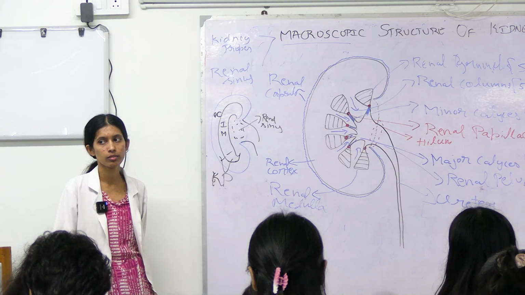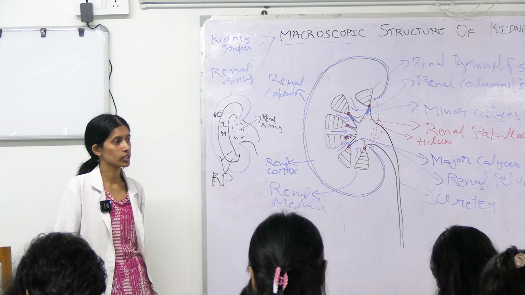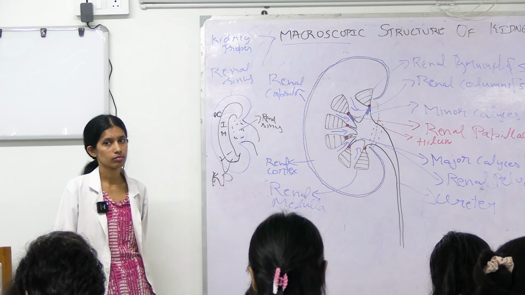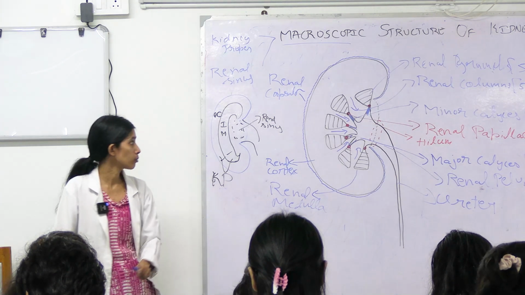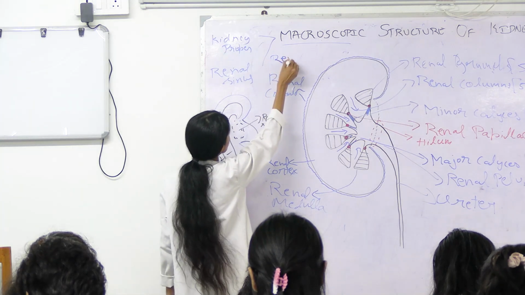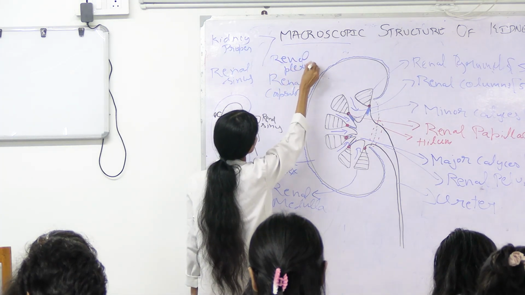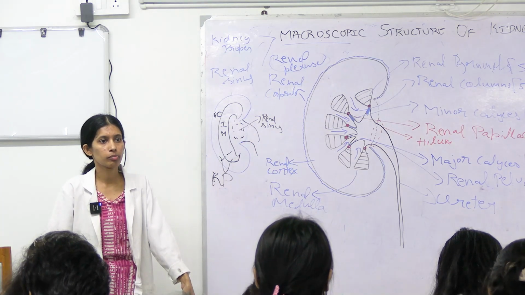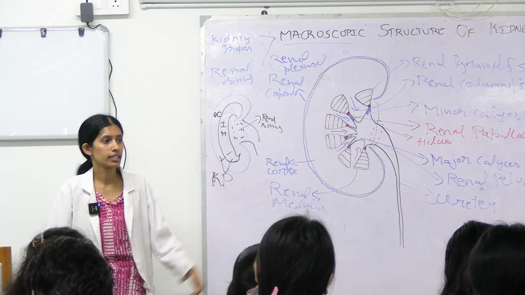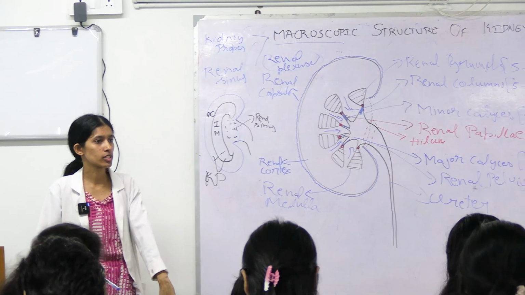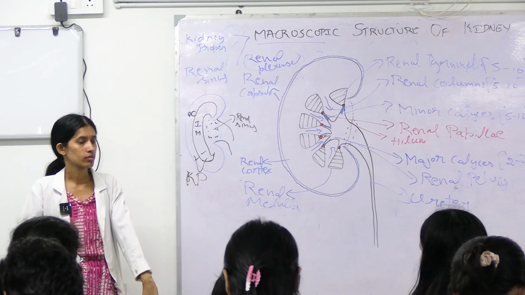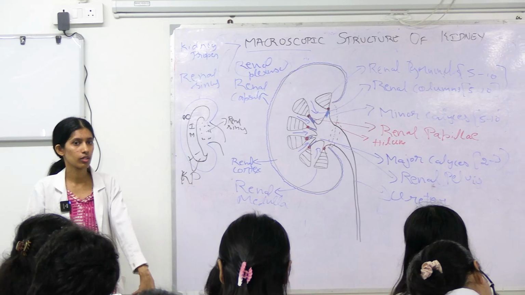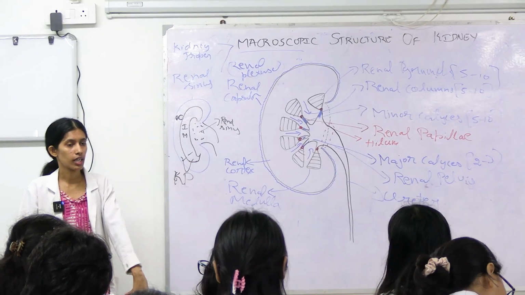What about the nerve supply of the kidney? Nerve supply is done by the renal plexus. Okay. Nerve supply is done by the renal plexus, and the nerves are derived from which segments? T10 and T12. Any other answers? L2. Okay.